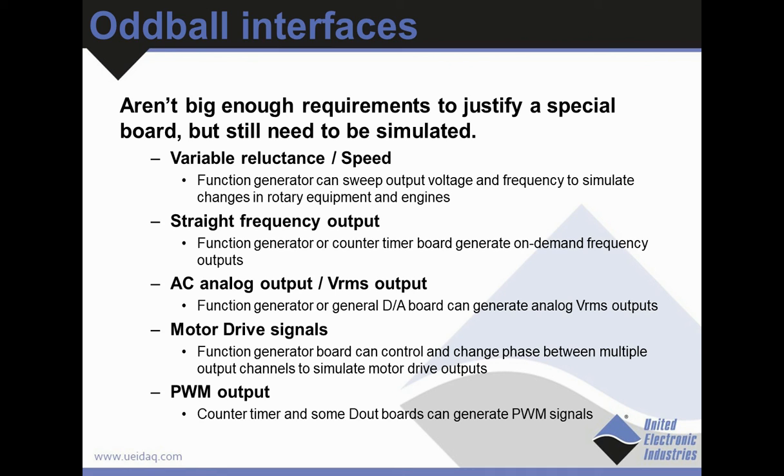Sometimes just straight frequency out. AC analog output, because there are sensors that have an analog AC output and they need to be generated. Some motor drive signals can be simulated with a function generator, and then there's a fair number of pulse width modulated output devices, and a lot of times they can be simulated with just a straight counter board, or sometimes you need to go to the fancier function generator board.